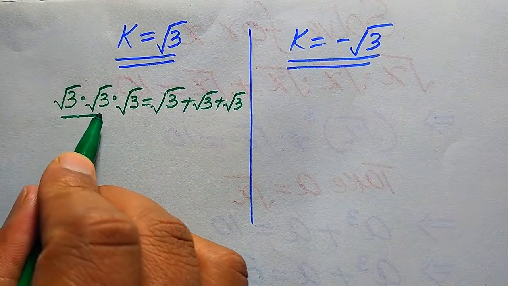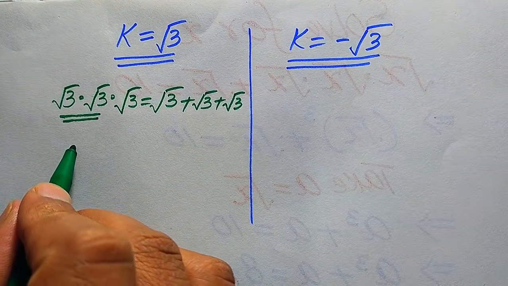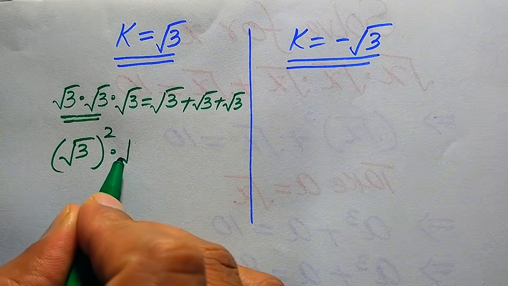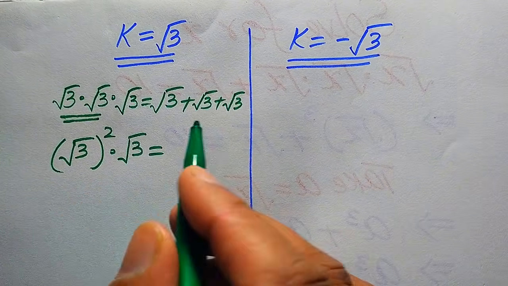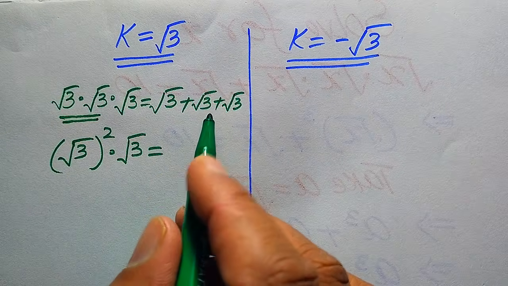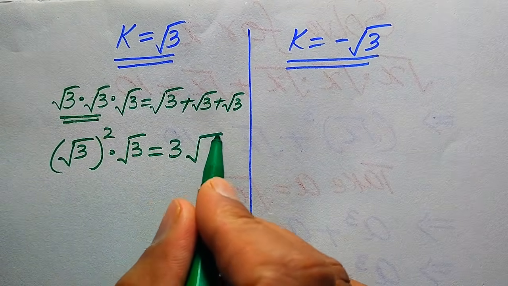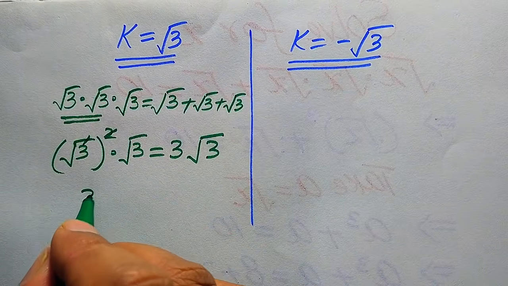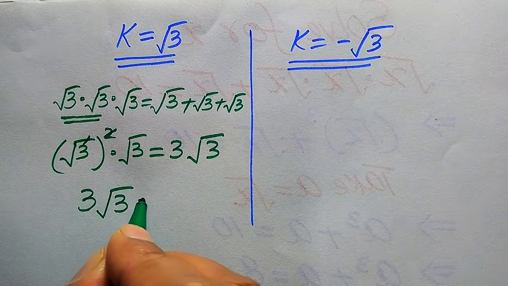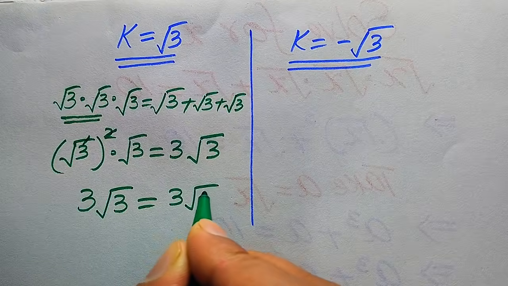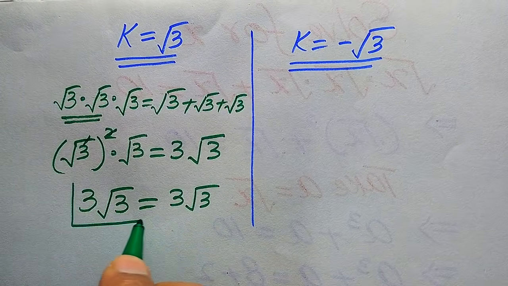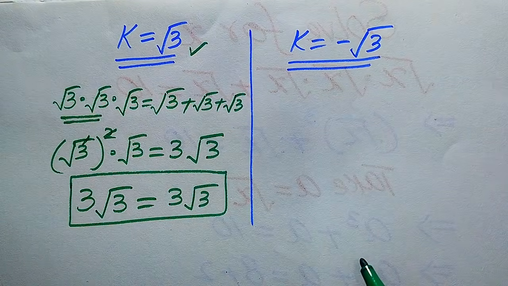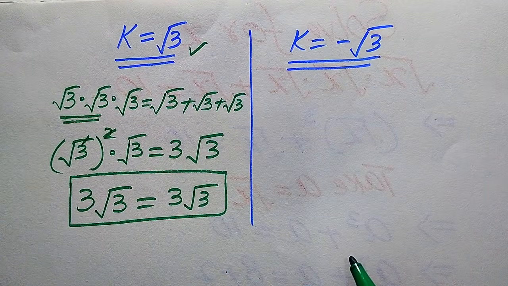And here you see that when we multiply this square root of 3 with this square root of 3, it becomes square root of 3 whole square, multiplied by square root of 3, equals, here you see that this square root of 3 is added 3 times. We write it as 3 times square root of 3. So the square and square root are gone, and we get 3 times square root of 3 equals 3 times square root of 3. So this shows that both of the sides are equal. It means that the value k equals square root of 3 satisfies our given question statement.